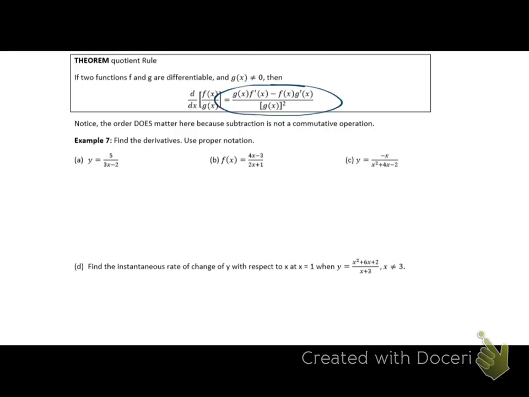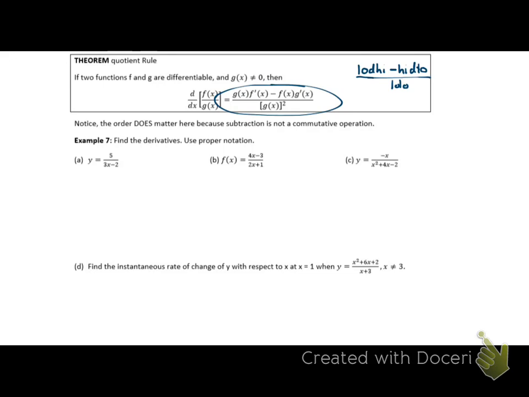Okay, and it looks complicated when you have all those functions in there. So here's what I want you to remember. The derivative is low d high minus high d low all over low low. Where high is the top equation and low is the bottom equation, and d means the derivative. So it's the bottom times the derivative of the top minus the top times the derivative of the bottom over the bottom times the bottom.